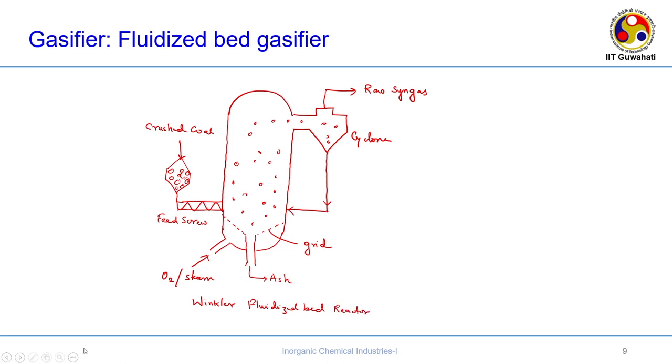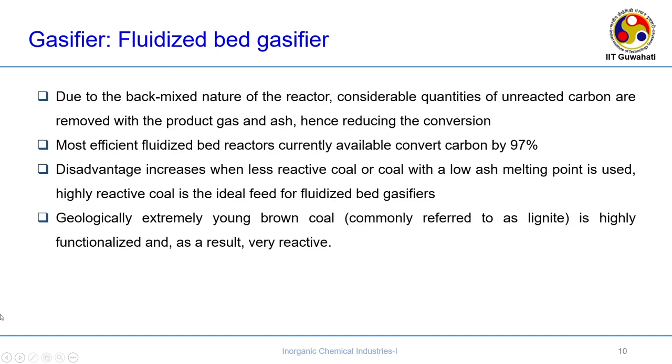Let us now summarize what we have studied. Because of the back mixed nature of the reactor, the issue is, as I told you, some char may get out of the gasifier. So a considerable amount of unreacted carbon is removed with the product gas. You can take away the char because it is heavier, but some of it may still escape, or it can escape with the ash. So it may reduce the conversion. Whatever coal you are feeding as inlet, some part of it is going either through the product gas or through the ash, so the conversion is reducing.